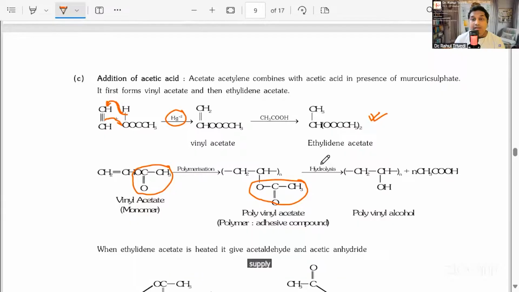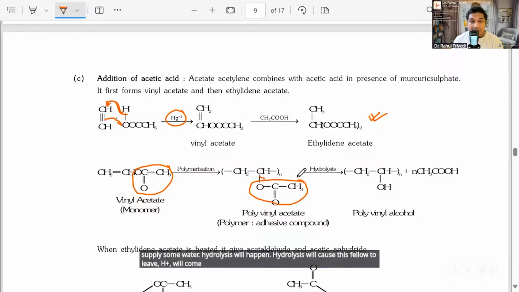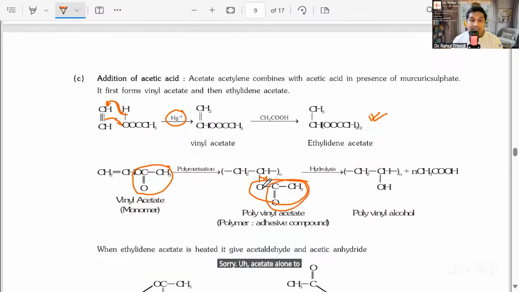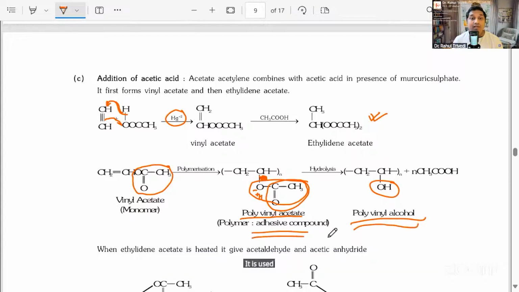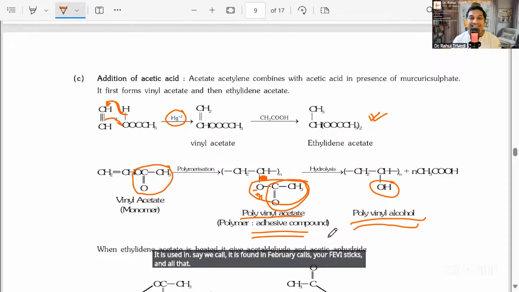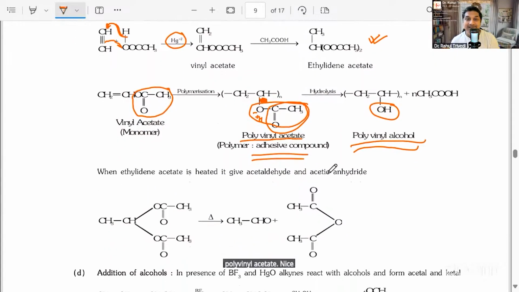Supply some water. Hydrolysis will happen. Hydrolysis will cause this fellow to leave. H plus will come and join in that place. Sorry. Acetate alone to leave. H plus, O minus. H plus will connect here. Not here. Good. After hydrolysis, you will have alcohol here. Polyvinyl alcohol. From polyvinyl acetate, you obtain polyvinyl alcohol. Where is this polyvinyl acetate used? It is used in Fevicol. It is found in Fevicols, your Fevi sticks and all that. Correct? It is an adhesive compound. Polyvinyl acetate. Nice. Good. Okay.